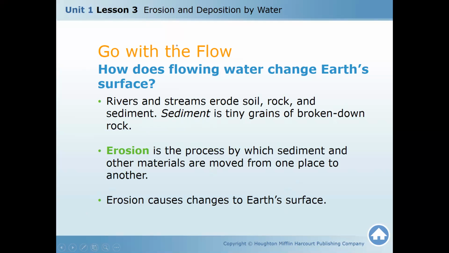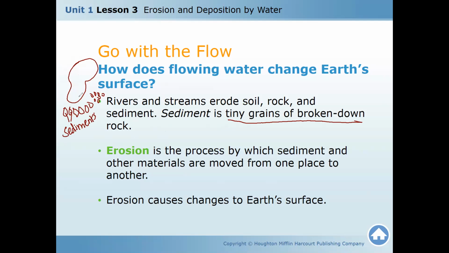Girls, you know that by weathering, these rocks are broken down. A big rock was broken down into small pieces. This is weathering, right? And when these rocks get small, they are called sediments. What are they called? Sediments. These are called sediments. They are tiny grains of broken down rock.